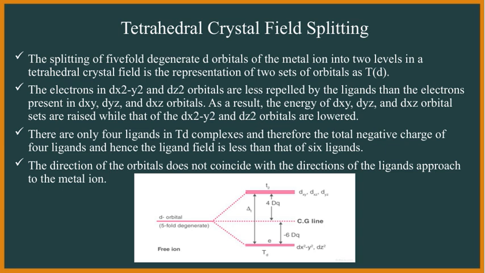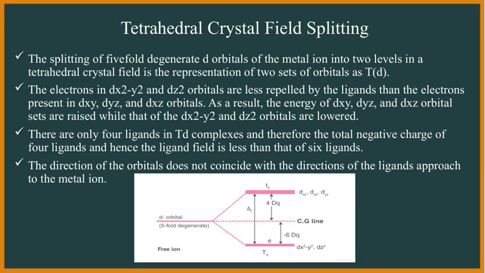This means the overall ligand field strength is weaker because fewer ligands are involved, and thus, the total negative charge exerted by the ligands is less. Lastly, it's interesting to note that the direction in which these orbitals point does not directly align with the approach of the ligands toward the metal ion. This non-coincidence influences the overall splitting pattern and the electronic properties of the complex.